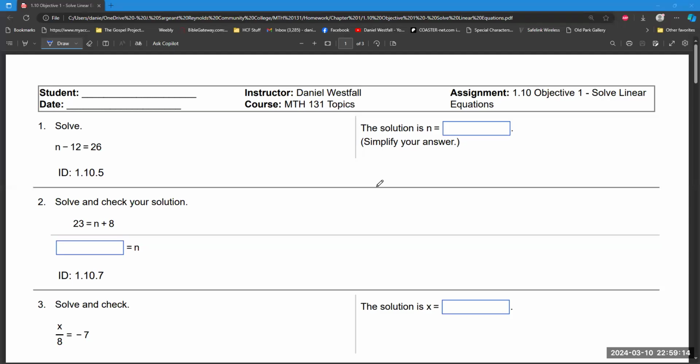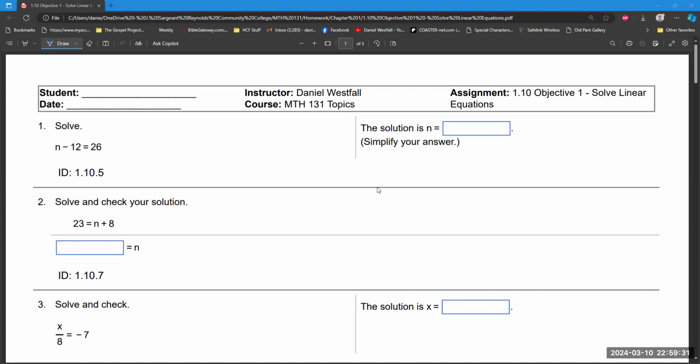In this video, we're going to talk about 1.10 Objective 1, where we solve linear equations. Linear equations are equations where the variables are only raised to the first degree. No exponents, no roots, nothing like that.